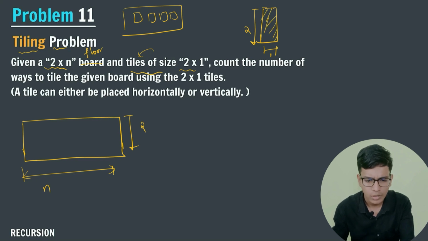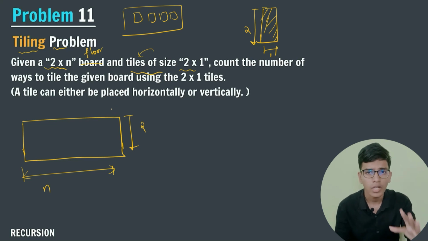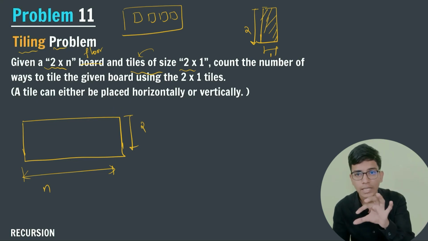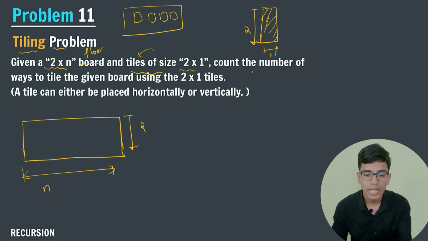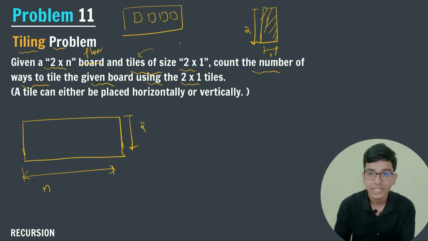So somewhat tiles look like this, and a tile can be placed on top of the floor either vertically or horizontally, and we need to find out the number of ways that tiles can be placed on the board, and the dimension of the tiles is 2 cross 1.